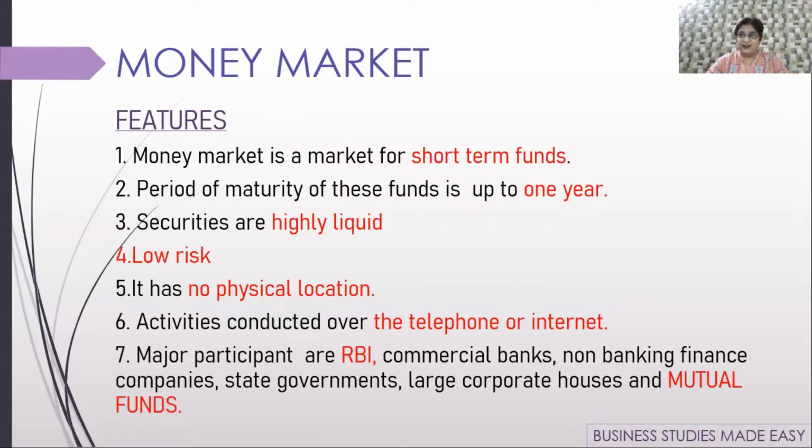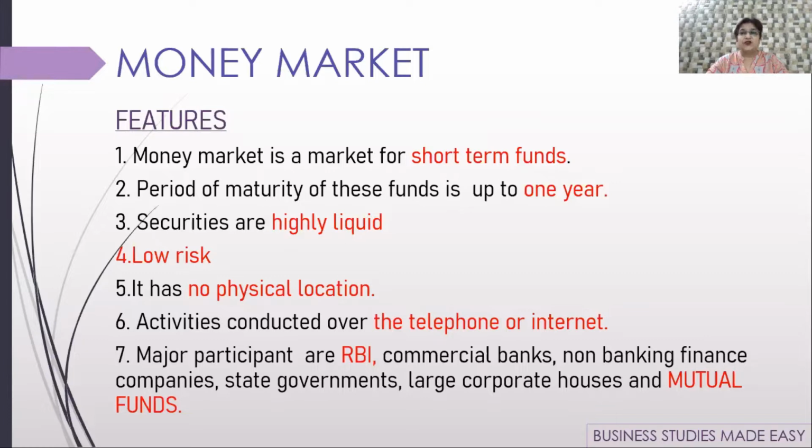So what are the features of money market? It's of course the market for short term funds, and the period of maturity of these funds is 1 year. And here the securities are very liquid because you can get it converted into money within 1 year. And because you can get it converted into money within 1 year, therefore the risk is also less, and it has no physical location. Just like when we buy goods online, you don't know where exactly the seller is. So there's no physical location.